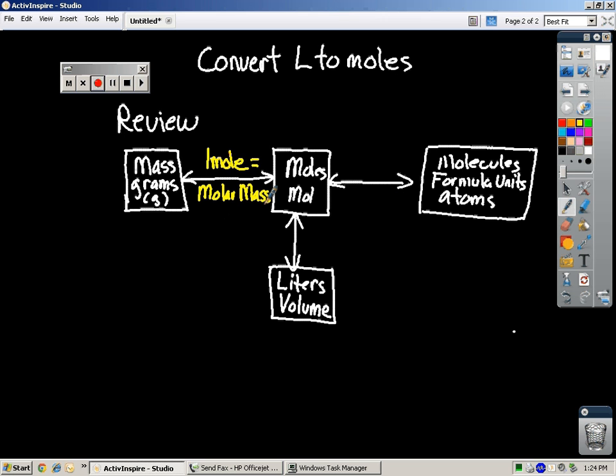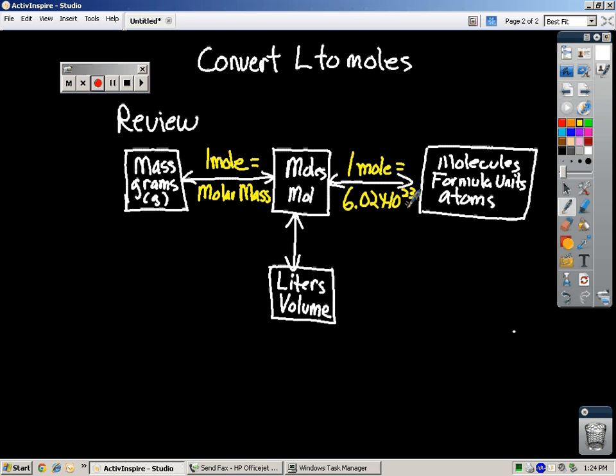Now it's either going to be 1 mole over the molar mass in grams, or it's going to be grams over 1 mole, depending on which way you're going in your conversion. Now when you're converting things from moles to molecules or formula units, what is the conversion that we use? What number is that? There you go. So we know 1 mole is equal to 6.02 times 10 to the 23rd, and that could be molecules, formula units, or atoms, right? So good.